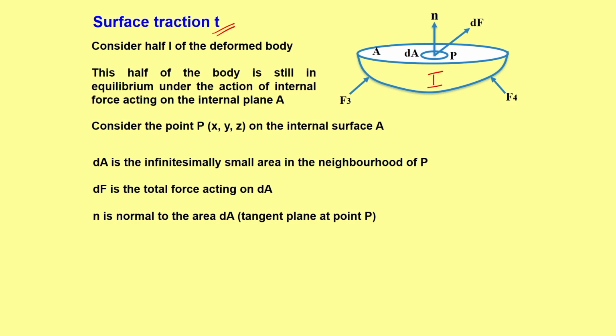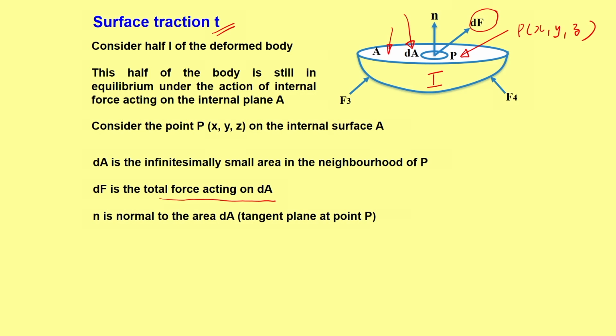Now, consider the point x, y, z on the internal surface. On the plane A, we can consider any point P, denoted by P(x, y, z), on the internal surface A. Now, consider dA, a small infinitesimal area in the neighborhood of P. So, it is very close to P, and you consider a small, infinitesimally small area dA in the neighborhood of P. Now, dF is the total force which is acting on dA.